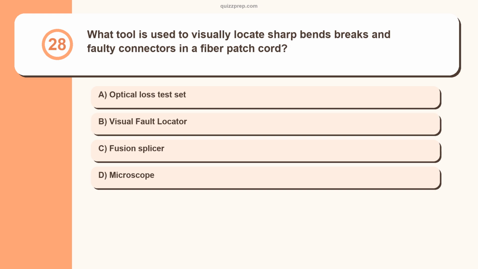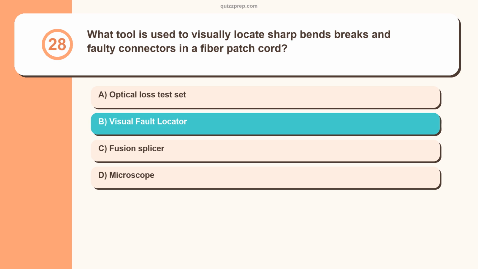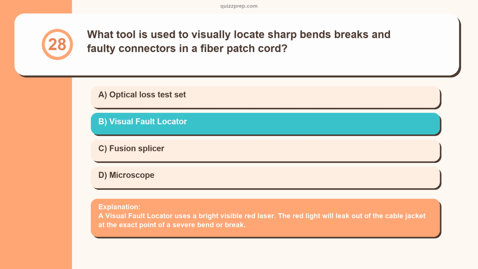Question 28. What tool is used to visually locate sharp bends, breaks, and faulty connectors in a fiber patch cord? Optical loss test set, visual fault locator, fusion splicer, microscope. A visual fault locator uses a bright visible red laser. The red light will leak out of the cable jacket at the exact point of a severe bend or break.